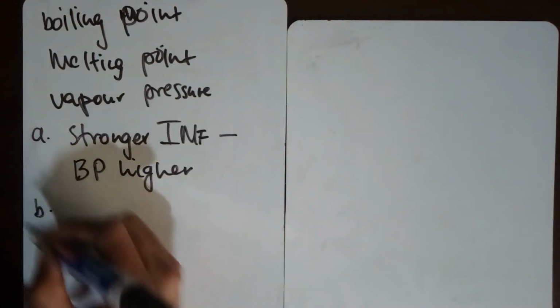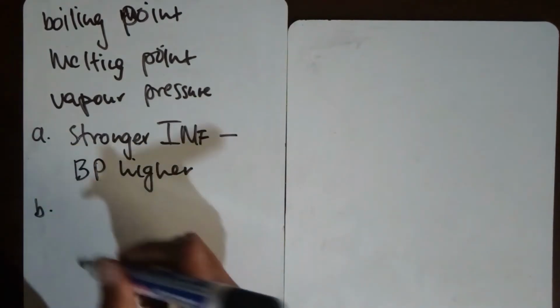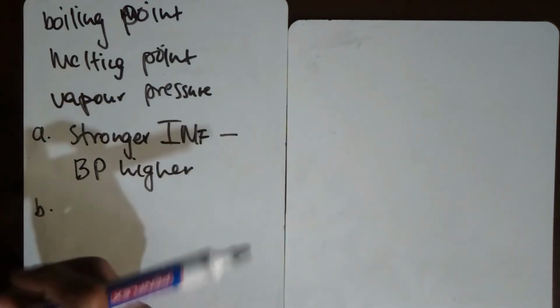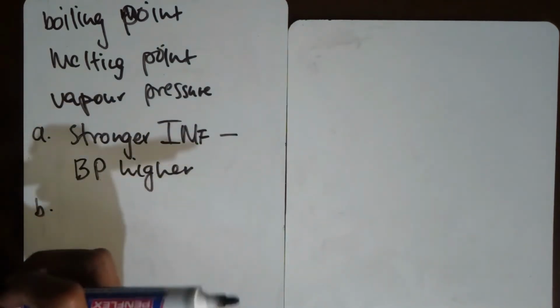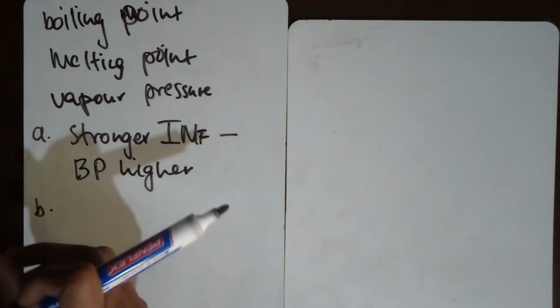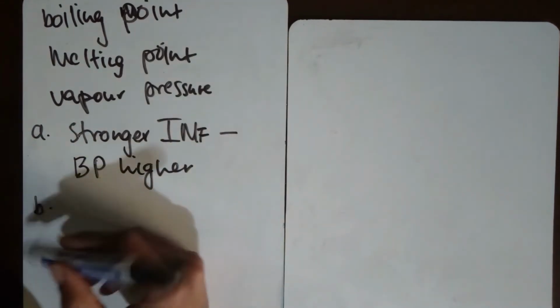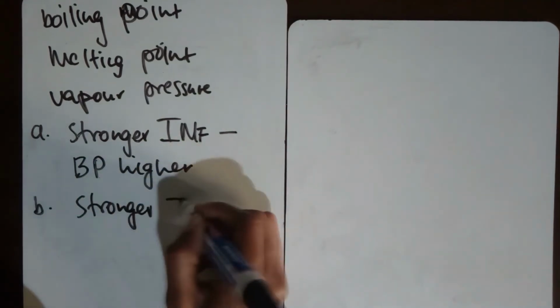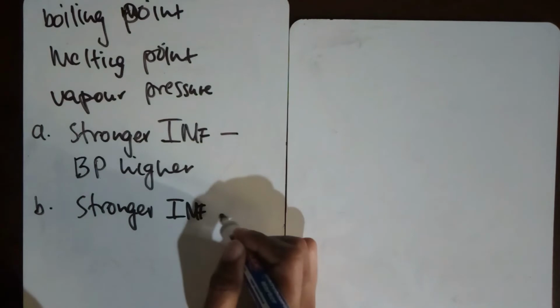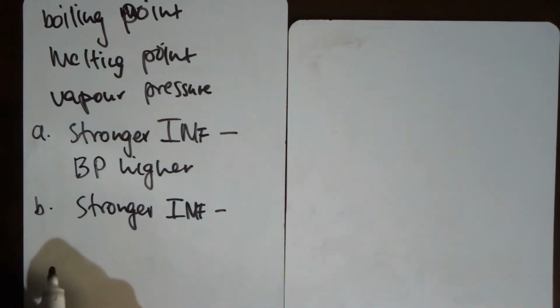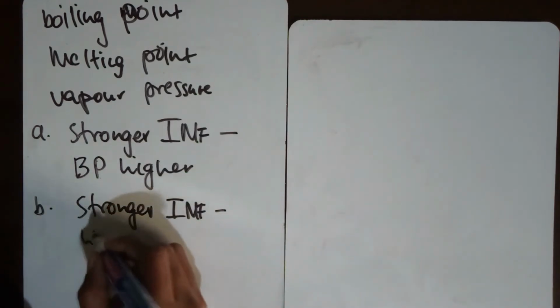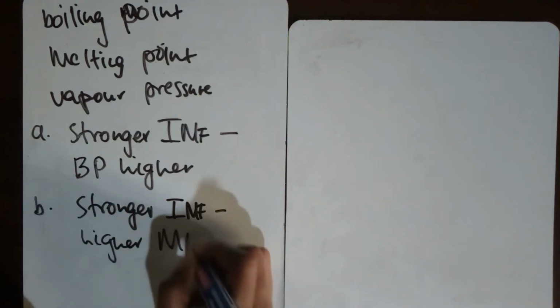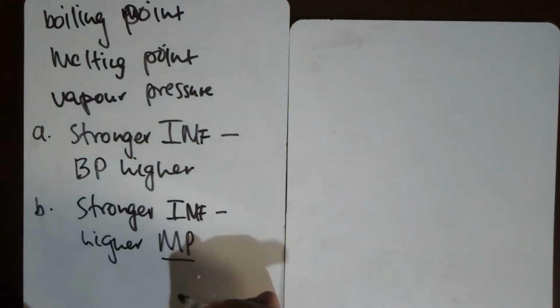Secondly, let us define melting point. The standard definition is that it is the temperature at which the solid and the liquid phases of a substance are at equilibrium. So be able to know that definition. And we know that the stronger the IMF, the intermolecular force between the two molecules, the higher the melting point. So I'm going to write melting point as MP.